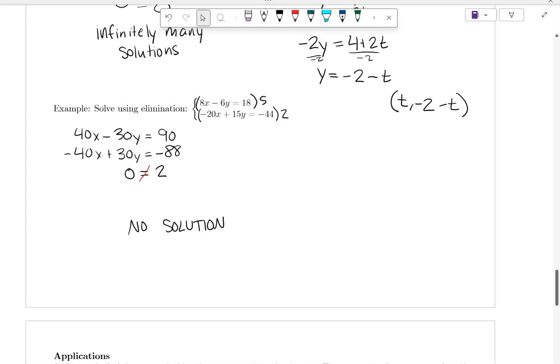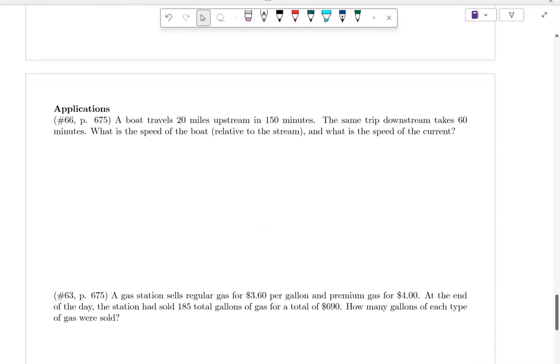Okay, that was our last problem for elimination. So how confident are you guys on elimination? 1 through 5 on your fingers. Perfect. Awesome. Okay, we will go down and we'll start some application problems. We might not get through all of them, but that's okay.